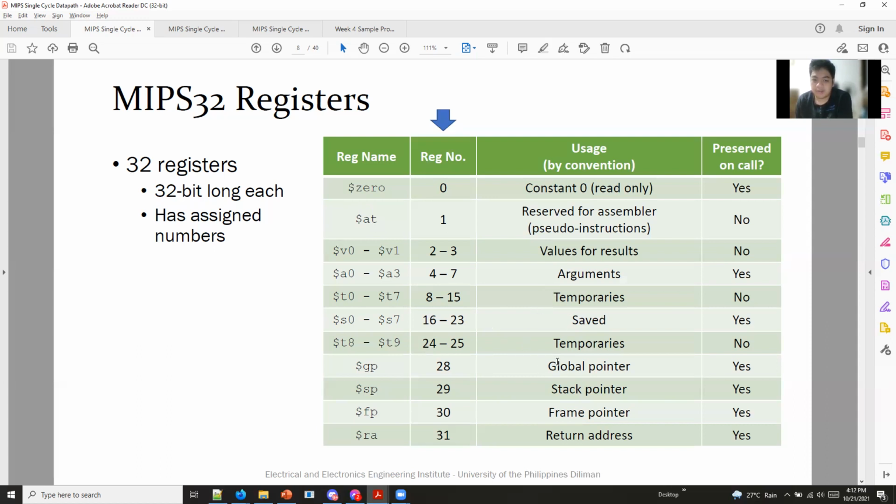And then meron tayong global pointer when it comes to memory. And then yung stack pointer, pag naglalagay tayo sa stack, frame pointer related din siya sa memory. And then return address. So if nag-jump instructions tayo para tumawag ng mga subroutines, usually dyan sa RA natin nilalagay yung result.